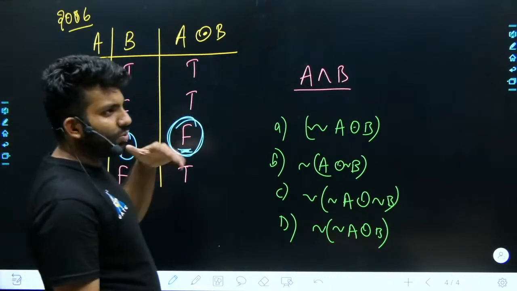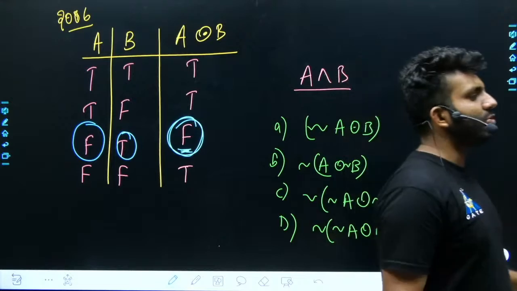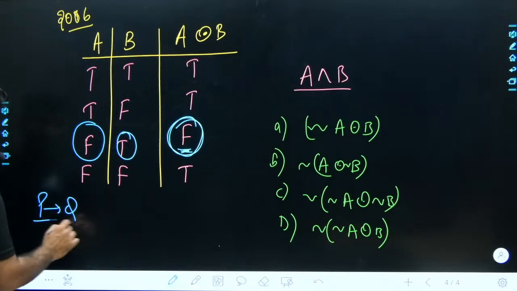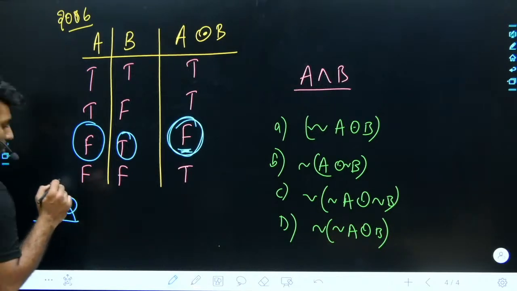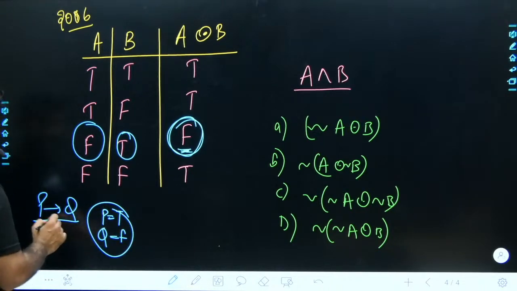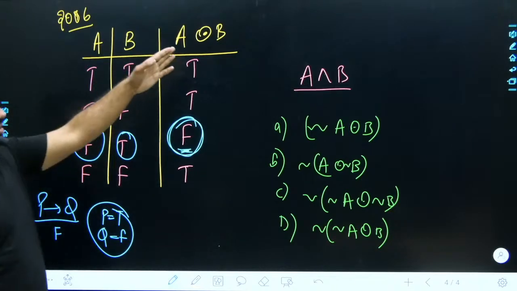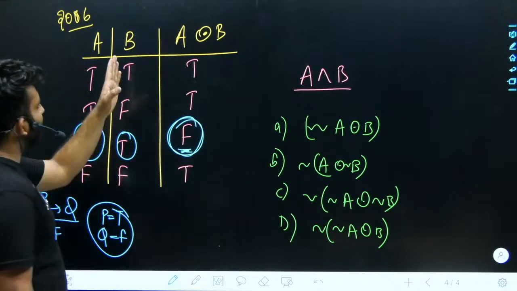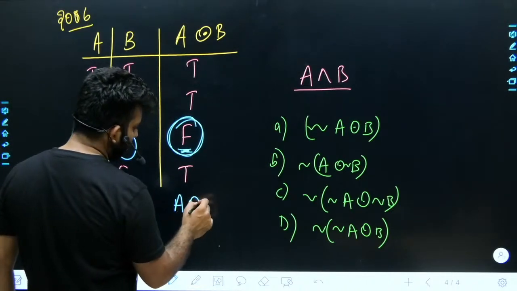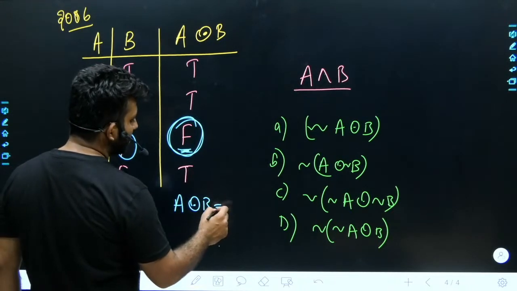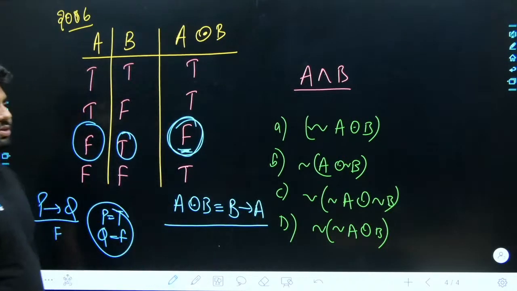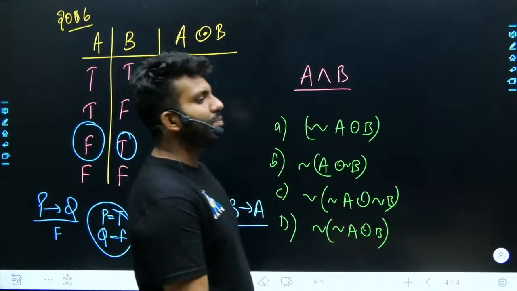If you relate it with the implication, you will realize that when do I have this expression as the false value? Only when P is true and Q is false. Only in that case does this expression result in a false value. Here I have a false value when B is true and A is false. That means this operation is exactly equivalent to writing B implies A.